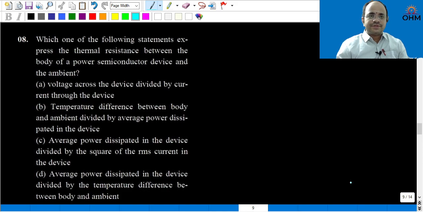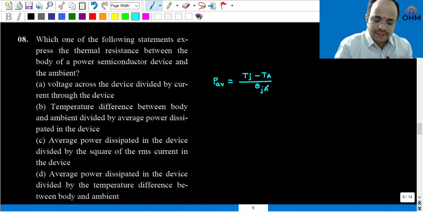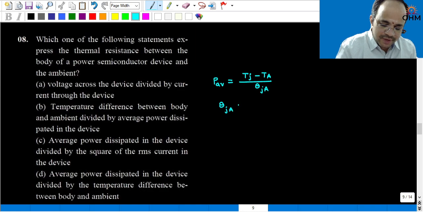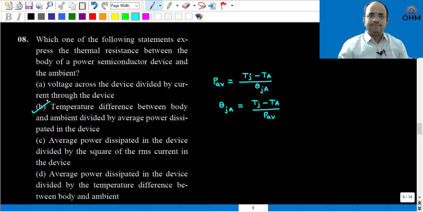Now let us look into another question. Which one of the following statements expresses the thermal resistance between the body of the power semiconductor device and the ambient? Basically this is the definition of thermal resistance. How to express that? P average is equal to Tj minus Ta divided by theta Ja, or you can also express this as theta Ja is equal to Tj minus Ta divided by P average. That means the temperature difference between body and ambient, or junction and ambient, both are same, divided by the average power dissipation in the device. It is exactly the same as option B.